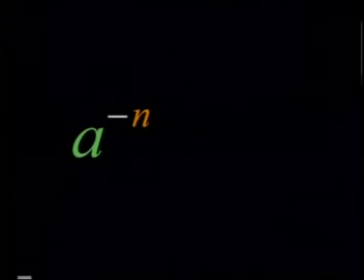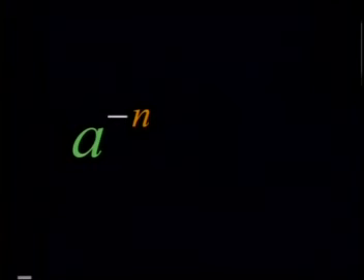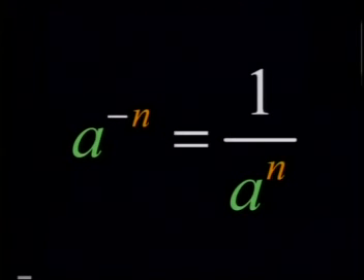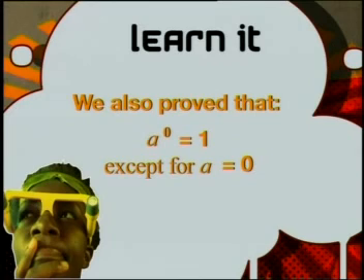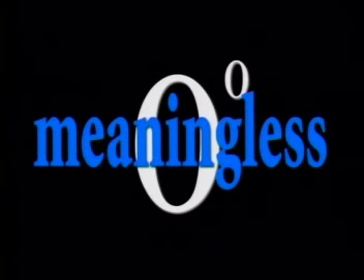Let's look again at what we did today. We found that a number raised to a negative exponent is the same as 1 divided by that number to a positive exponent. We also proved that a to the power of 0 is equals to 1, except in the case where a is equals to 0, because 0 to the power of 0 is meaningless.